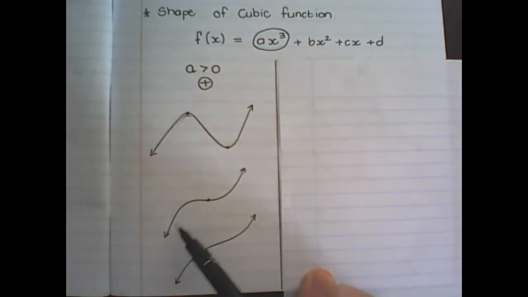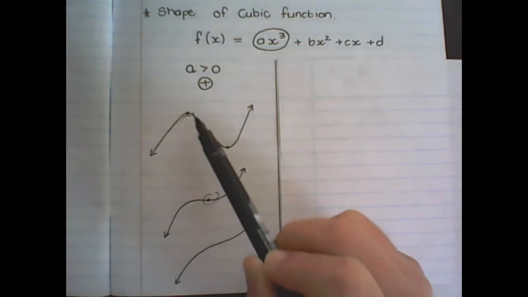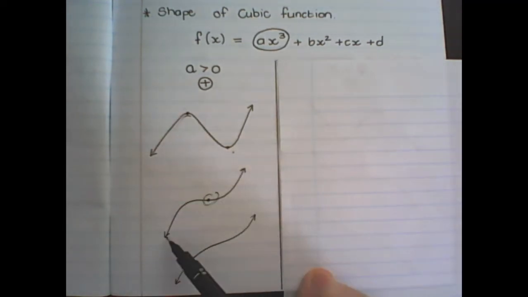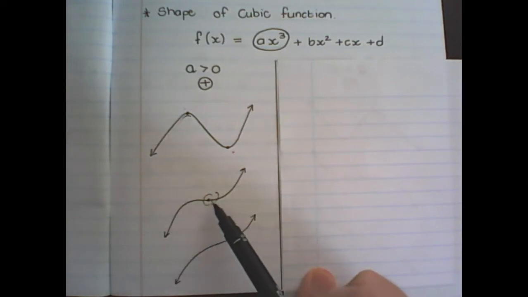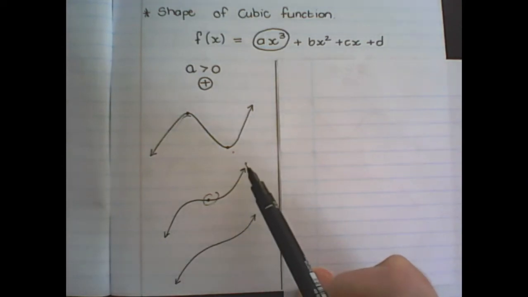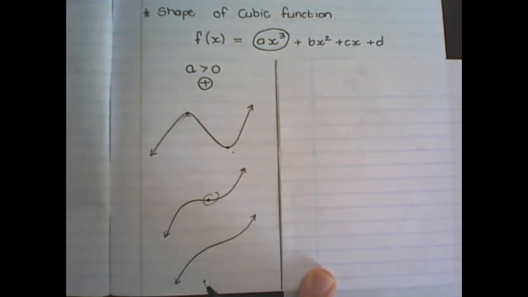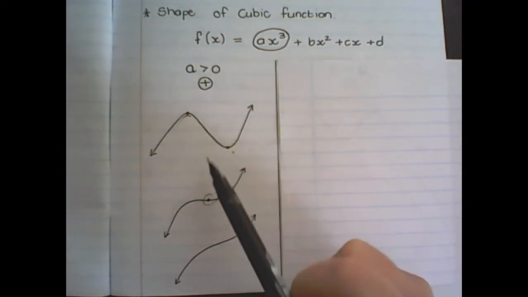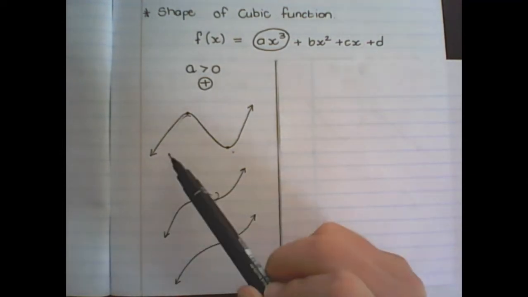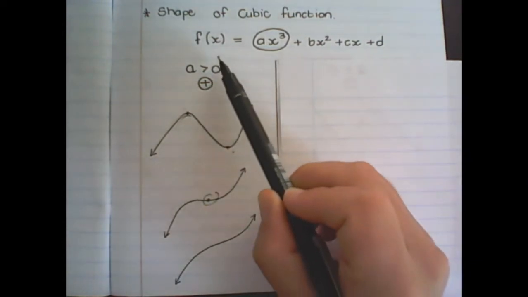The second type only has one stationary point instead of two stationary points, but it follows the same trend. So starting from the left, the graph goes up and it continues to go up after the stationary point. The third type you can have is one with no stationary points. But as with the other two, starting from the left, it immediately goes up and it continues to go up. So all three shapes from the left start by going up first, and that is when a is positive.